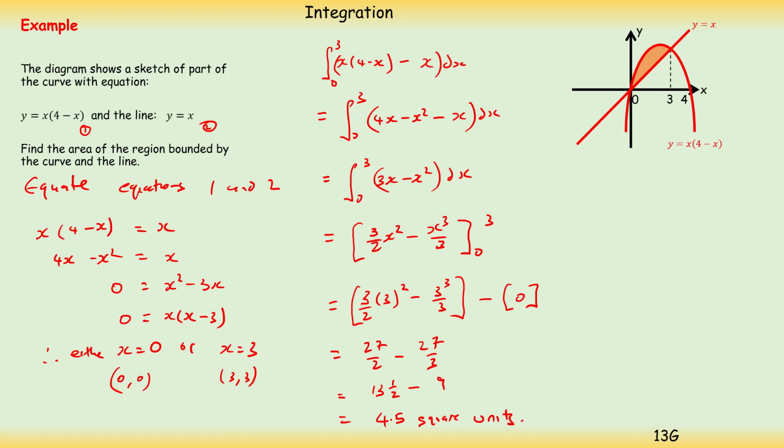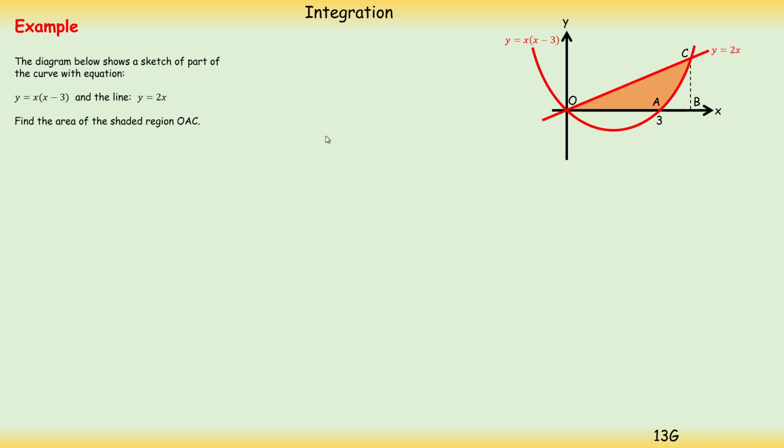Okay. So I'd hit pause, get that example down. Once you've done that, hit play, and we'll look at another. Okay, in this example, sketched over here, I've got to find the area between the curve and the line, but it's just the shaded region there.